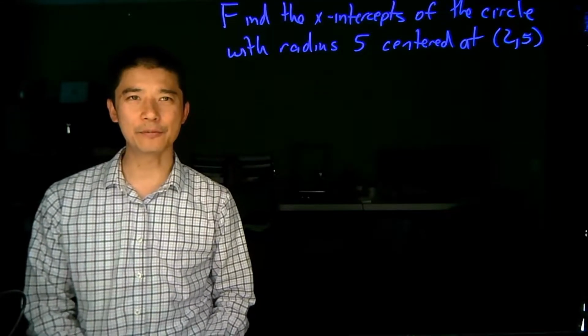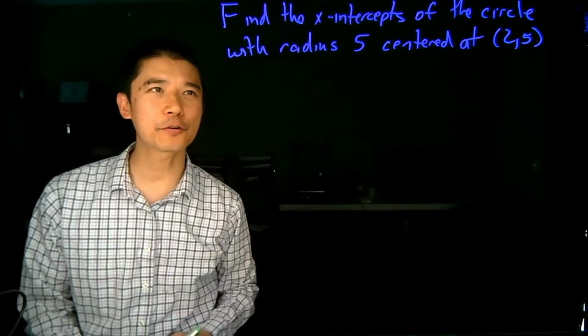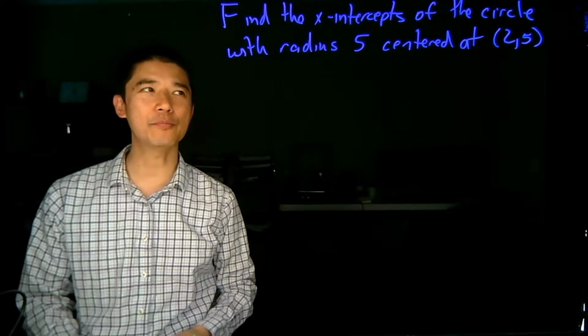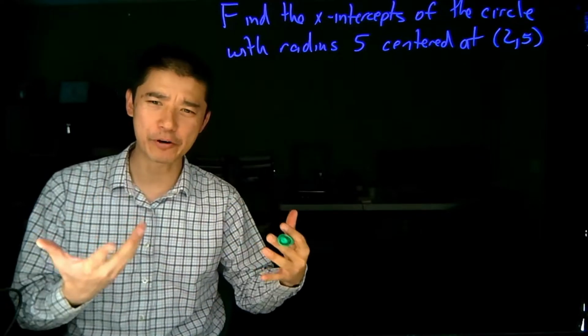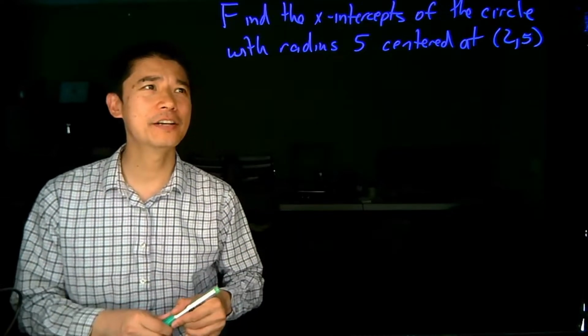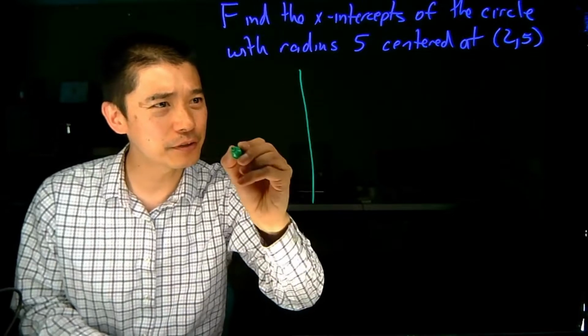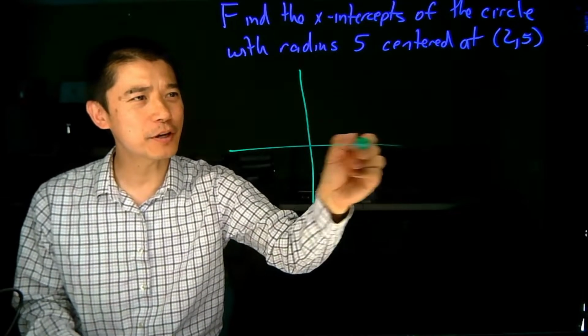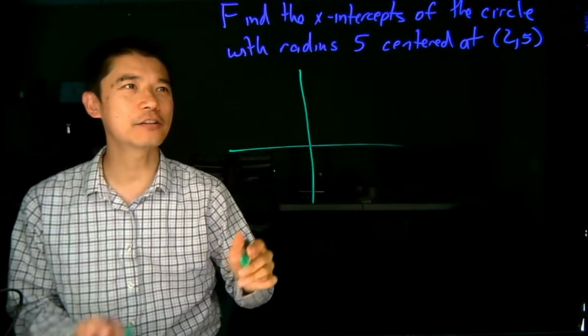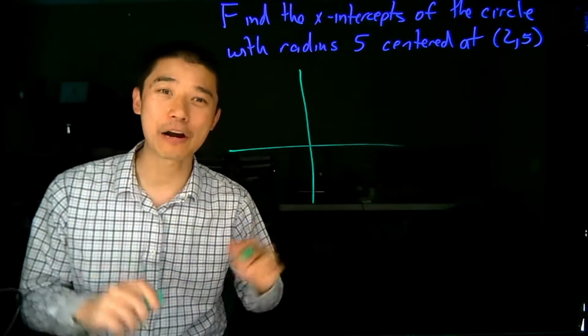Here's another example. Find the x-intercept of the circle with radius 5 centered at the point 2, 5. Now in this case, when we look at the problem, we have no equations given to us. We have to work it all out. So let's first think about the picture. What are x-intercepts? X-intercepts are points along the x-axis that intersect the circle, or intersect whatever graph we're talking about.